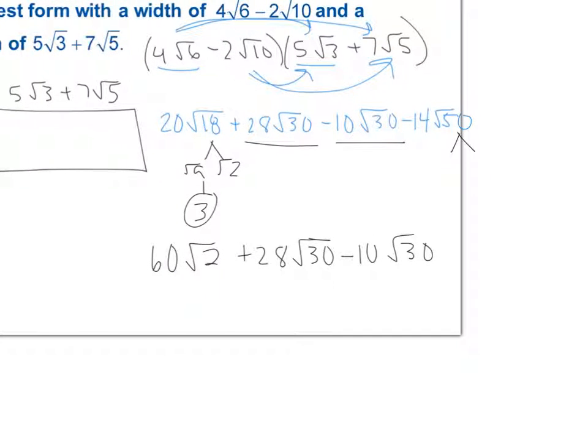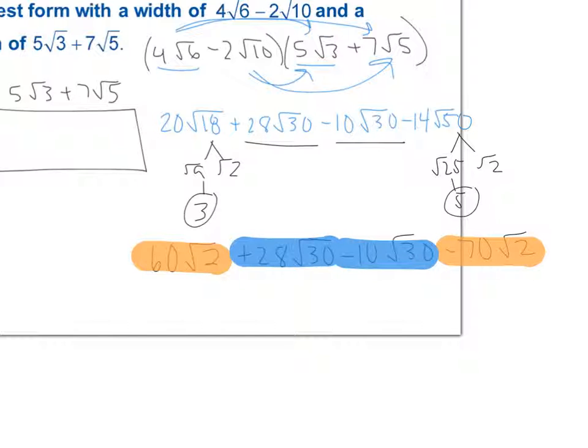And then 50 can break down into 25 and 2. Square root of 25 is 5, but I already have a 14 out in front, and 14 times 5 is 70. So this is minus 70 square roots of 2. So aha, that's good because I see some like radicands here. I have 60 square roots of 2 minus 70 square roots of 2. And I also have 28 square roots of 30 minus 10 square roots of 30.